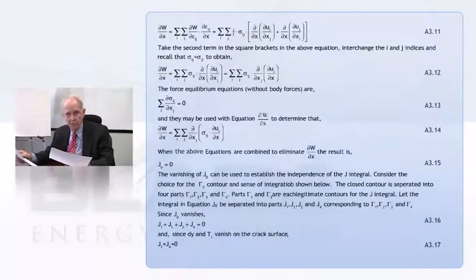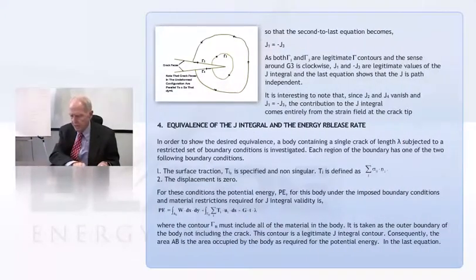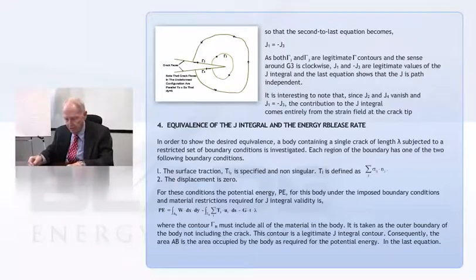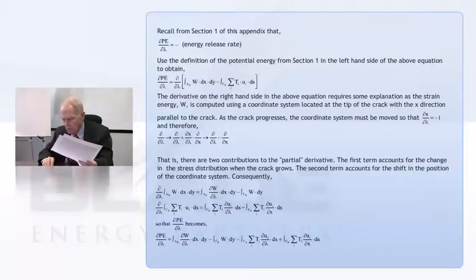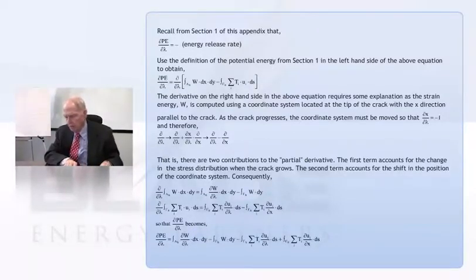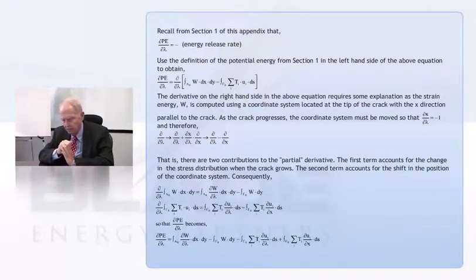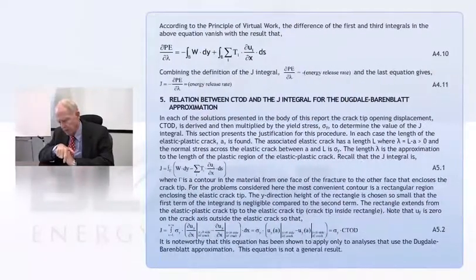The next little section is on the equivalence of the J integral and the energy release rate. And once more, it's a derivation. Lots of summation signs and derivatives and so on. And this is now the last of these add-on things. It's the relation between the crack tip opening displacement and the J integral for the Dugdale-Barenblatt approximation. This is just a little more detail on what was gone over very quickly when we were going through the Dugdale-Barenblatt derivation. This is for the people that maybe want to dig a little deeper. That's what these added parts are.